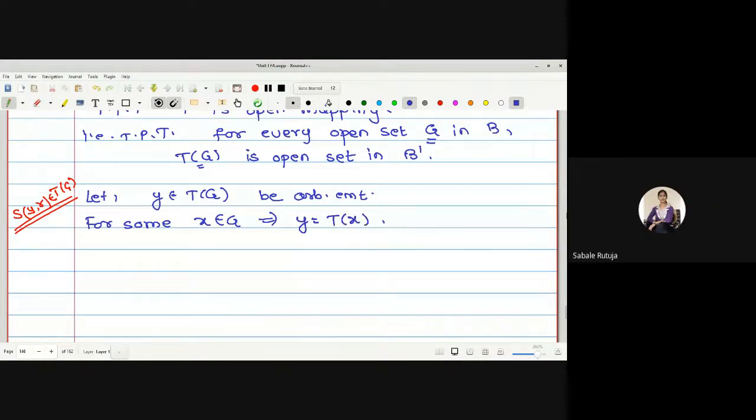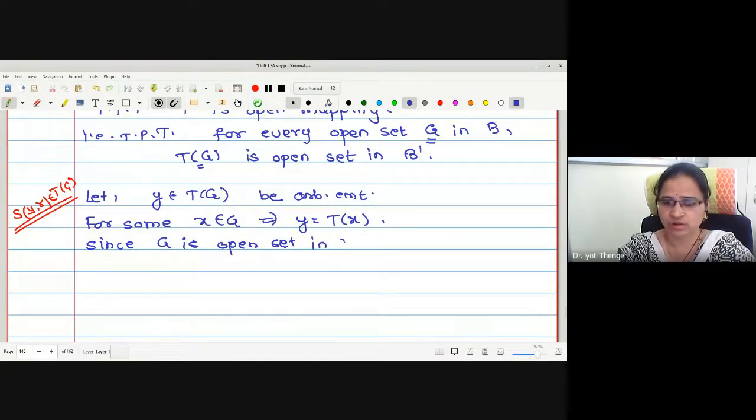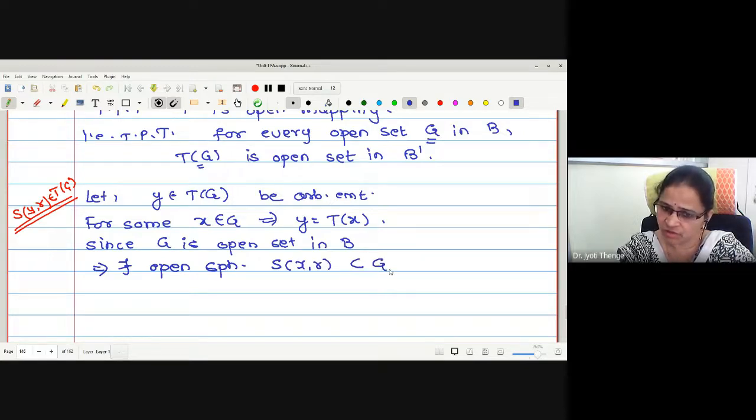Now since G is open, what can I say? Since G is an open set in B, this X is an interior point. This implies there exists a neighborhood, an open sphere S(X,R) contained in G, as X is an interior point.